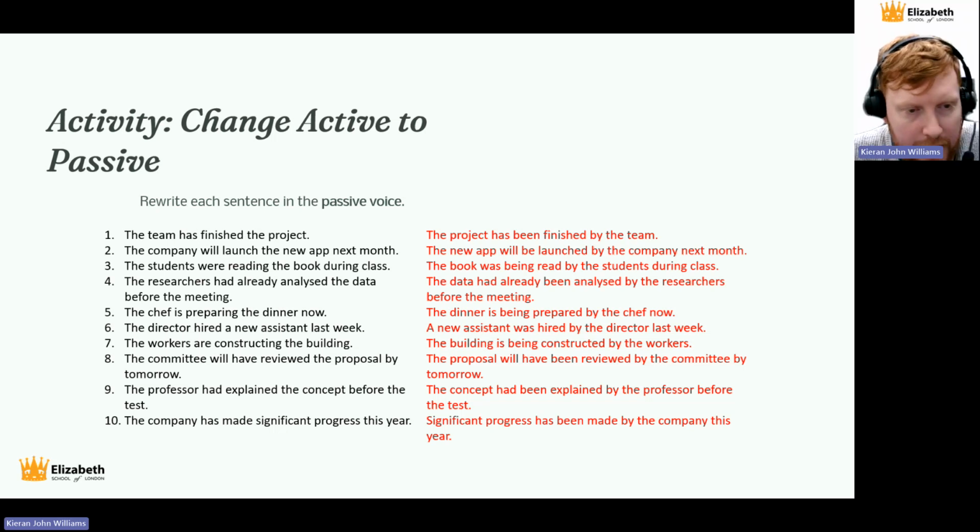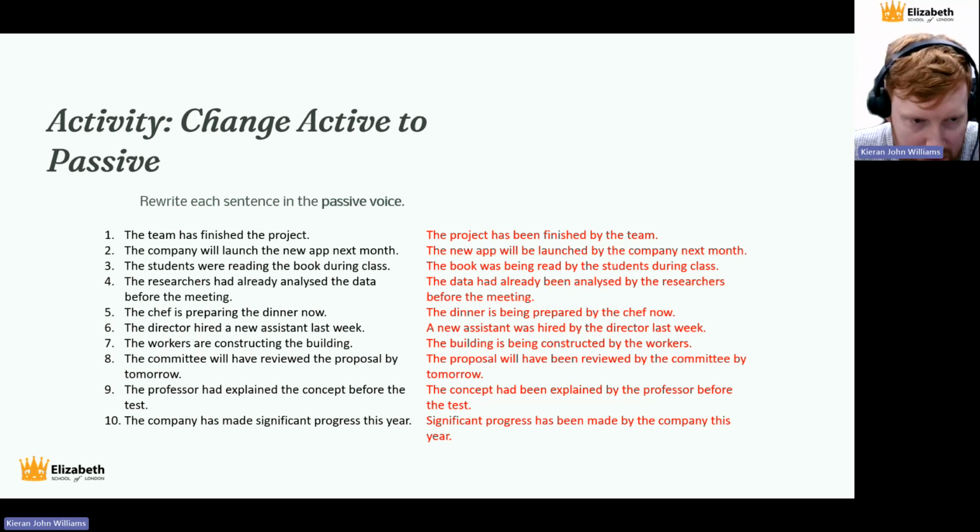Number 6 then, the director hired a new assistant last week. That gives us a new assistant was hired by the director last week. The original sentence is past simple, was hired, was is be in the past simple, hired is the past participle. Number 7 then, the workers are constructing the building. The building is being constructed by the workers. So again, object, verb, subject, and we have used be in present continuous, that gives us is being, and constructed, past participle.